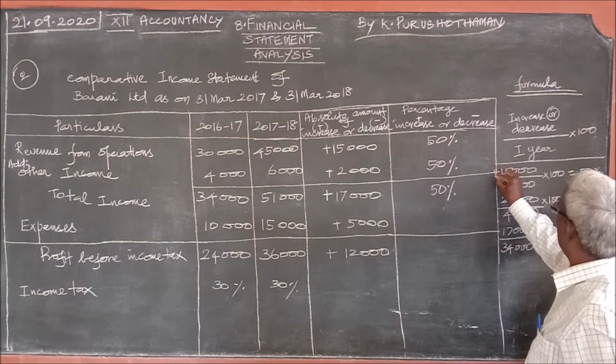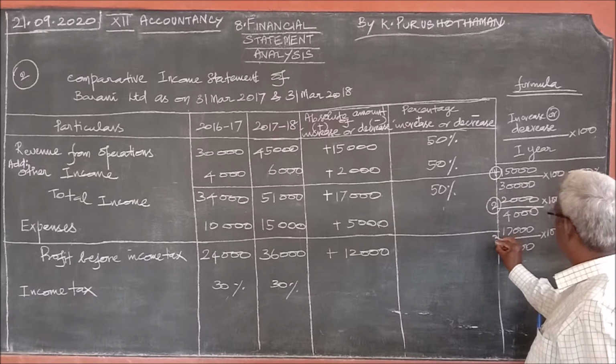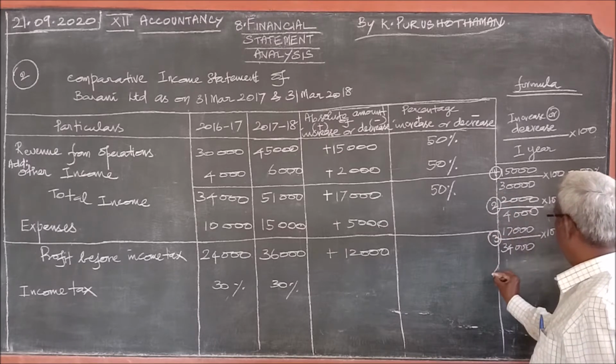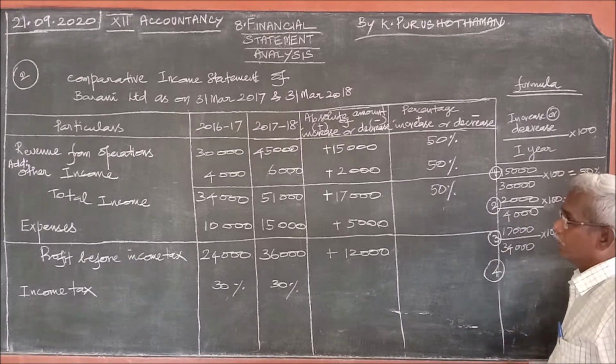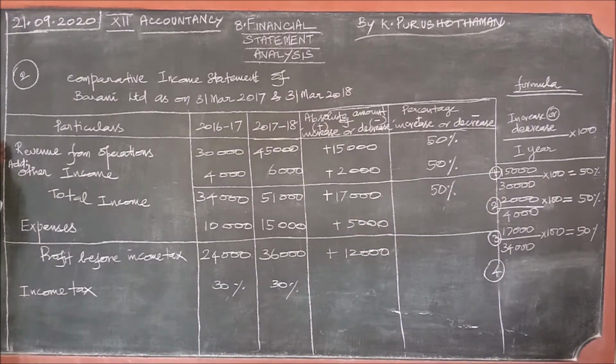This is 1, 2, this is 3, then 4 I will do. This is the first item, second item, third item, then fourth item I will do. This is fifth item, then this is 6, then there is one more item, 7.